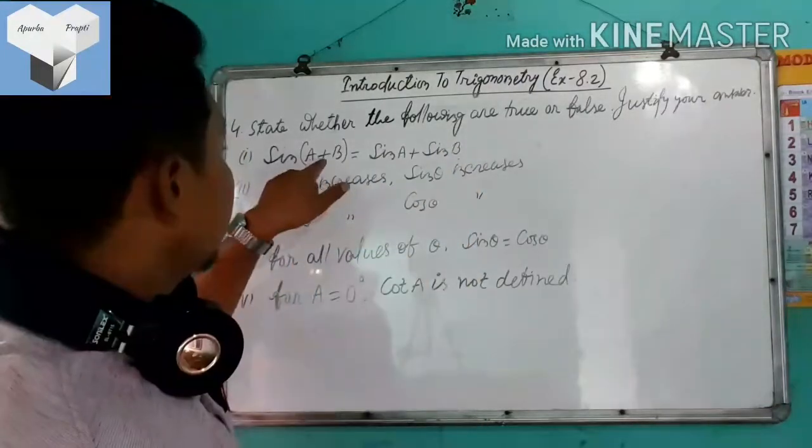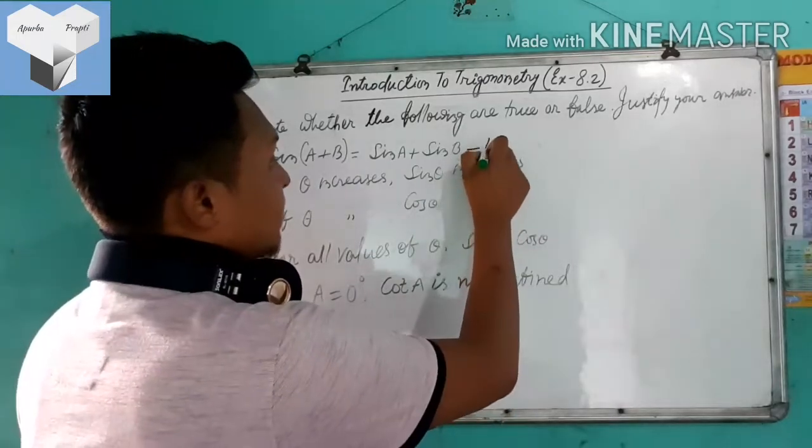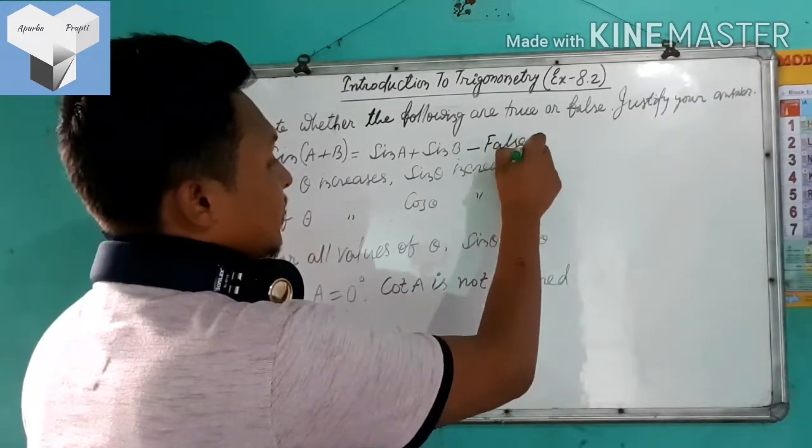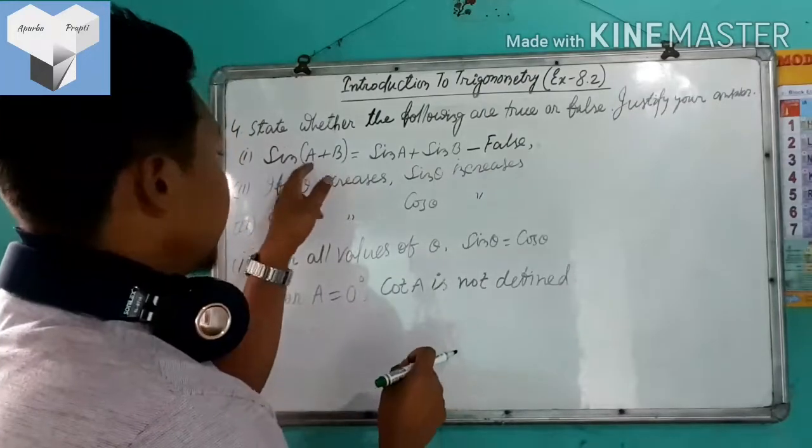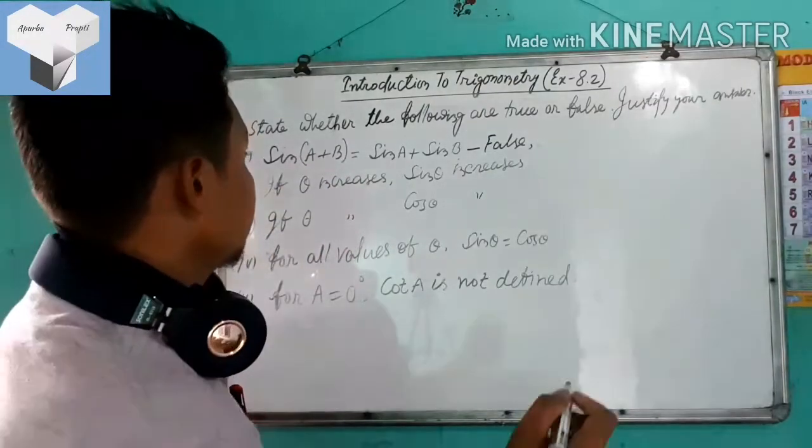So what is your opinion on this? It will be false. What, guys? False. Why false? I am justifying this. Listen. Suppose we consider angle A as 30 degree and angle B as 60 degree.